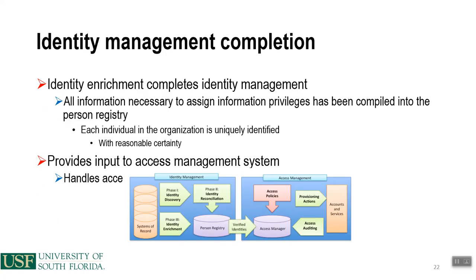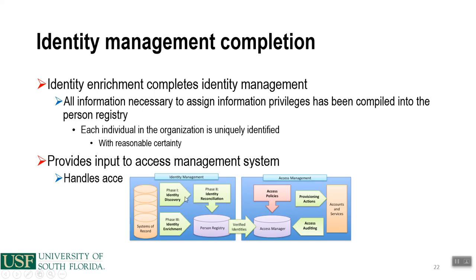So identity enrichment completes the identity management. All of the information necessary to assign information privileges has been compiled into the person registry. So at this point we know all the people within our organization. And what we can do with this information is provide it as input to an access management system.